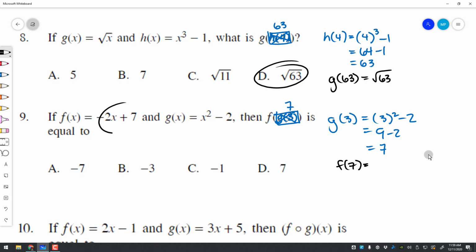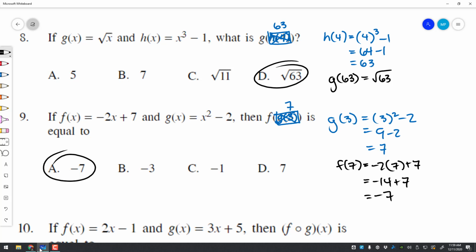Plugging in 7, we go to f, which is negative 2x plus 7, so negative 2 times 7 plus 7. This gives me negative 14 plus 7, or negative 7. So overall, our function evaluates to negative 7, answer A.